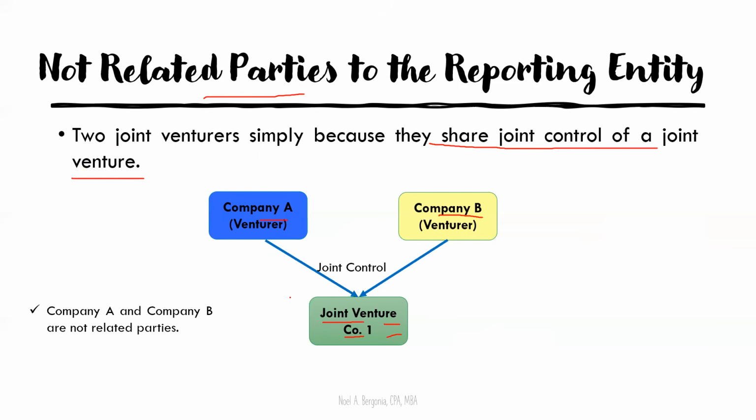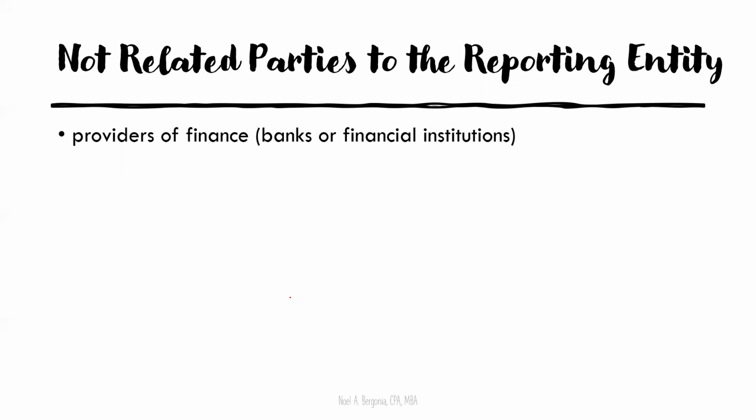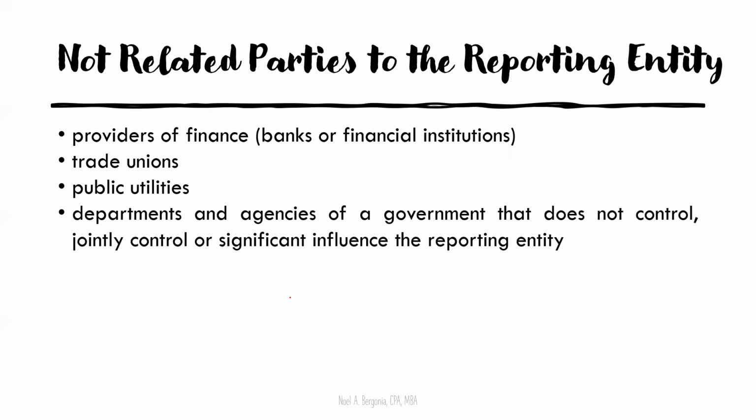And then there are also various not related parties to the reporting entity, such as providers of finance, like banks or financial institutions, since it's usual that one entity borrows or deposits with a bank or any financial institution. Even trade unions, public utility companies, and at the same time departments and agencies of the government. Take note that they do not control, jointly control, or have any significant influence over the reporting entity. Because later, in the last part of our discussion, we will be talking about government related parties to the entity. So with control, significant influence, and joint control, they are related. Here there is none, so that's why they are not related parties.